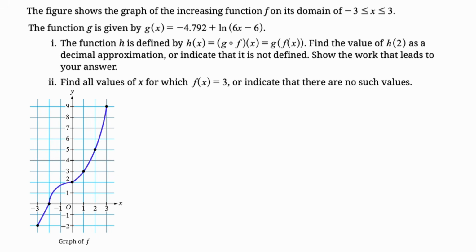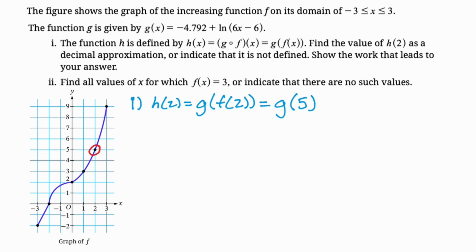So what I usually do is I will write down the thing we're finding. So we're finding h of 2, which should be g of f of 2. We need to find f of 2. They provided the graph of f, so we go to that. We can see that at x equals 2, that gives us 5. So we're finding g of 5.